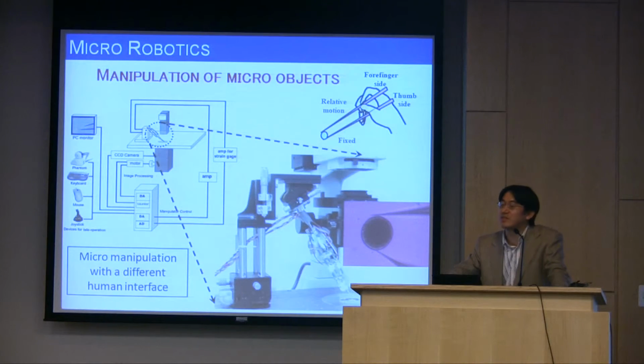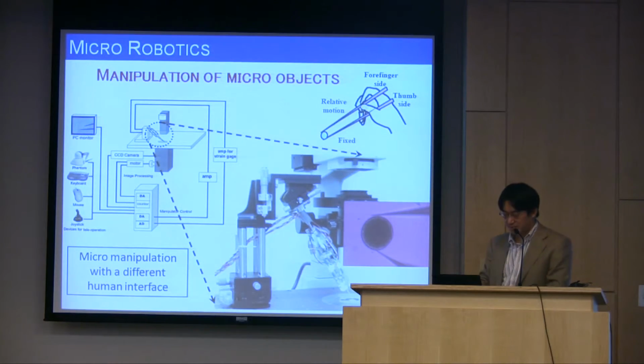Next is a very different topic. We also have robotics technology for micro manipulation applications. In micro manipulation, our target is to manipulate cells like this, and we have a manipulator which has fingers like chopsticks. By using chopsticks, we can manipulate objects very dexterously, grasping or rotating. So we try to manipulate small objects such as cells, like this.